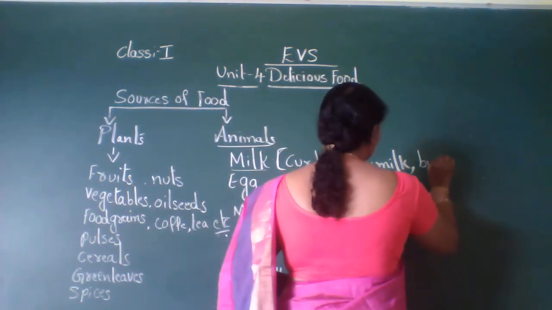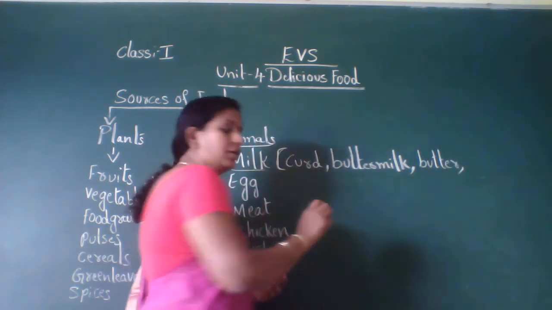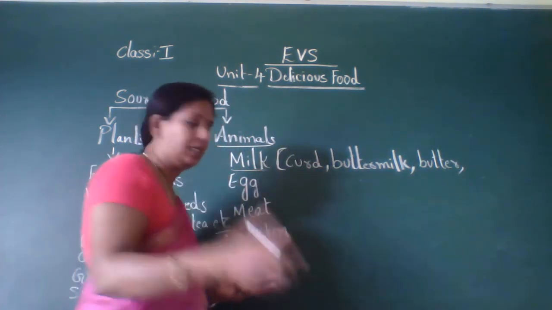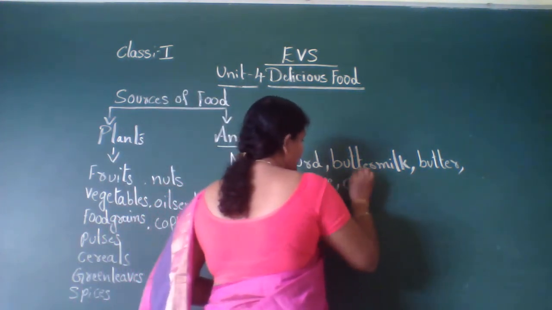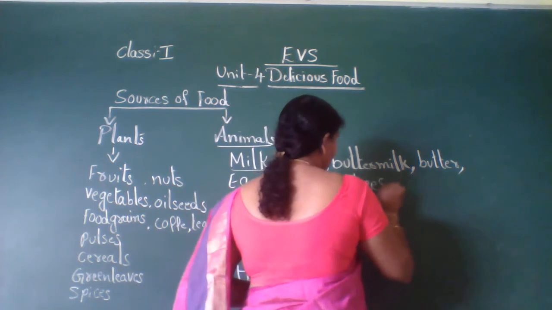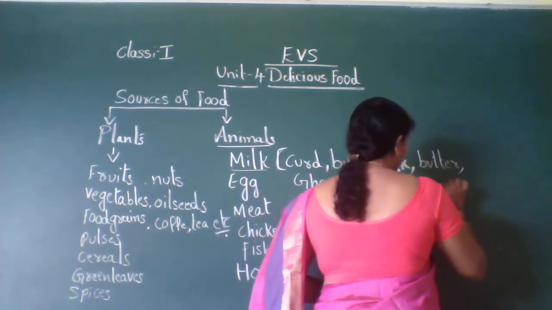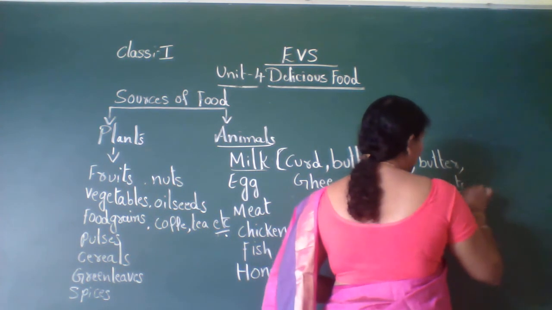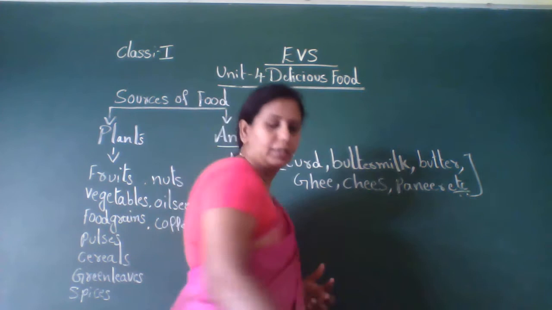Butter means benne. After melting butter, we make it into ghee. Ghee, cheese, paneer, etc. Cream. So cream means cream.